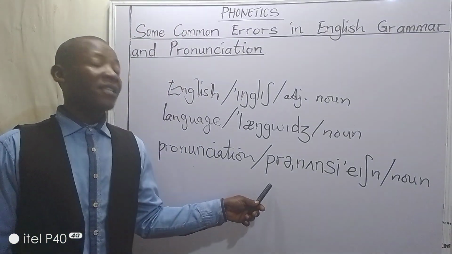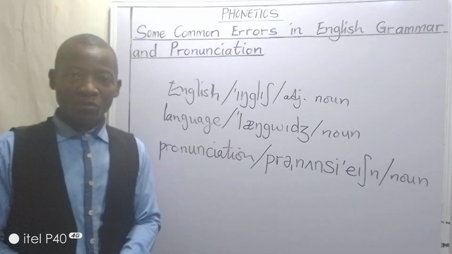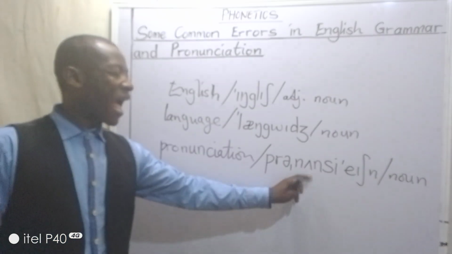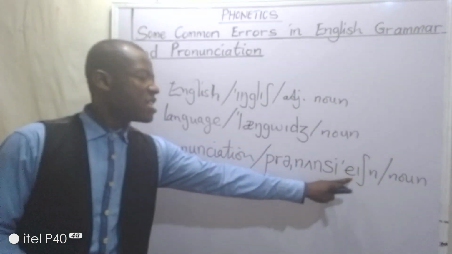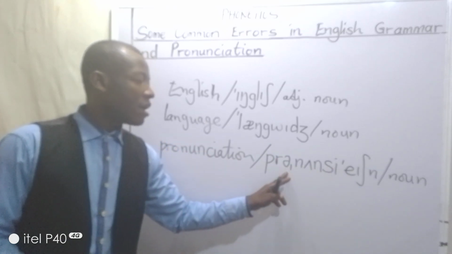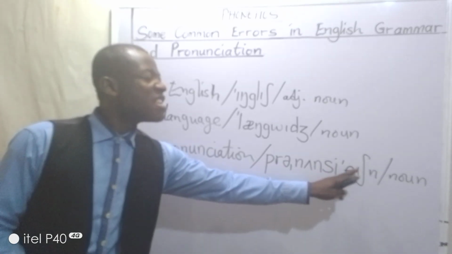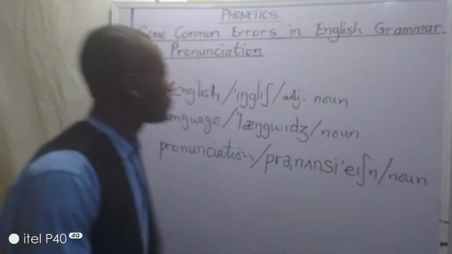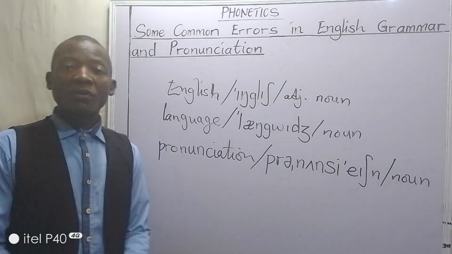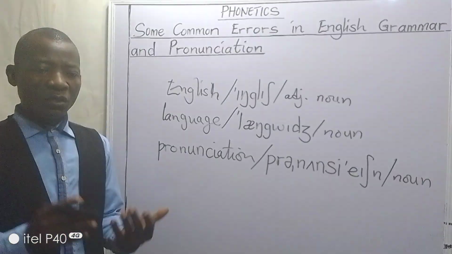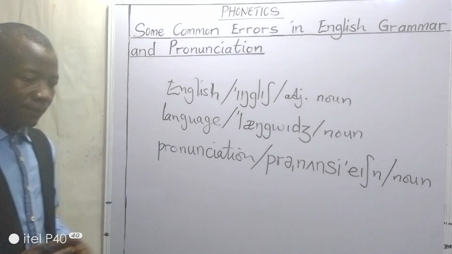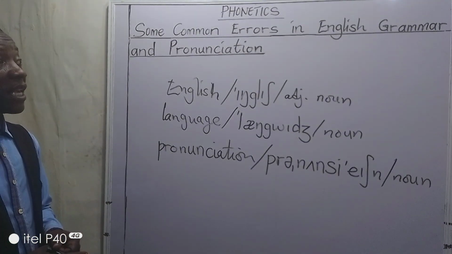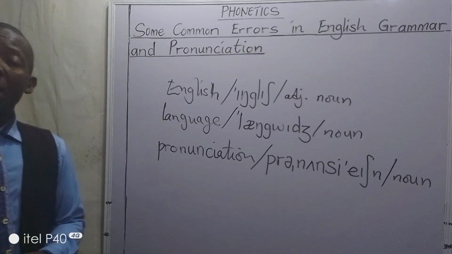Pronunciation is the noun form of the word, and that's an abstract noun. That's it. So we move on. So you pronounce words. Some common errors in English grammar and pronunciation.